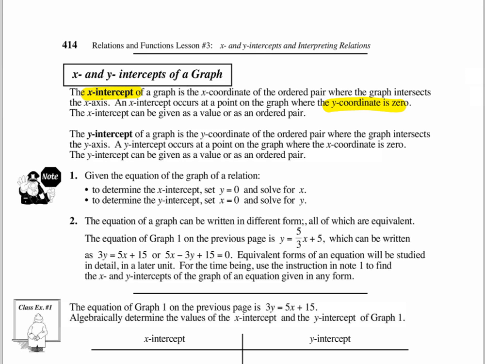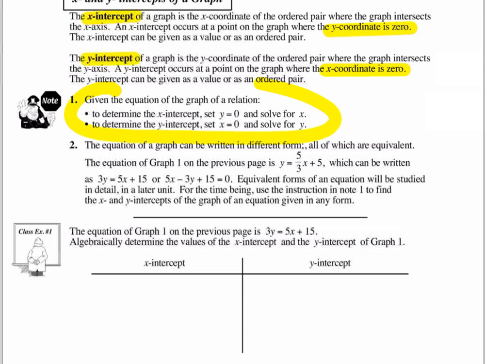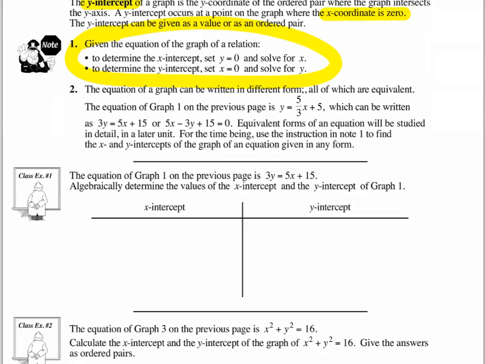The x-intercept is when the y-coordinate is 0. It's where we cross the x-axis. It's where the y-coordinate is 0. The y-intercept is when the x-coordinate is 0. So all of this is what we just talked about. That's the key stuff. If we want the x-intercept, we set y to 0. If we want the y-intercept, we set x to 0. Solve for the other.